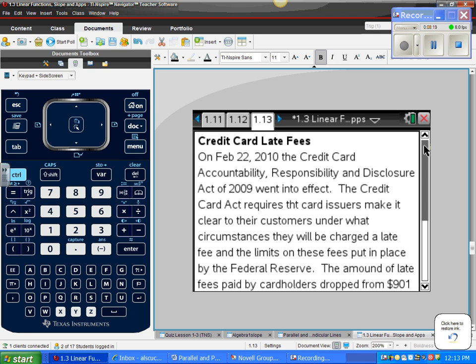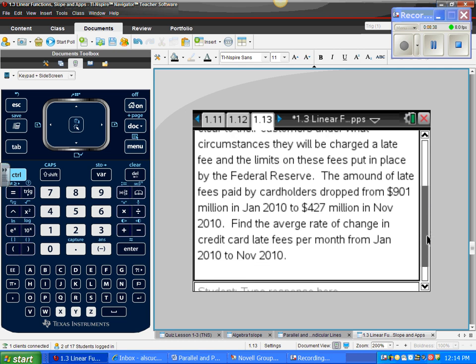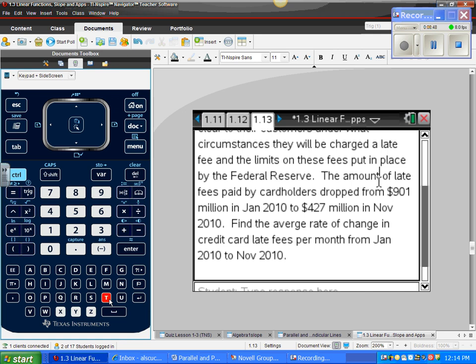Credit card late fees. On February 22nd, 2010, the Credit Card Accountability, Responsibility, and Disclosure Act of 2009 went into effect. The Credit Card Act requires that card issuers make it clear to their customers under what circumstances they will be charged a late fee and the limits on these fees put into place by the Federal Reserve. The amount of late fees paid by the cardholders dropped from $901 million in January 2010 to $427 million in November 2010.